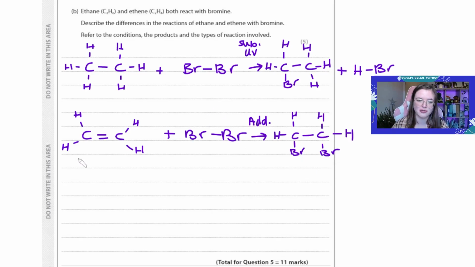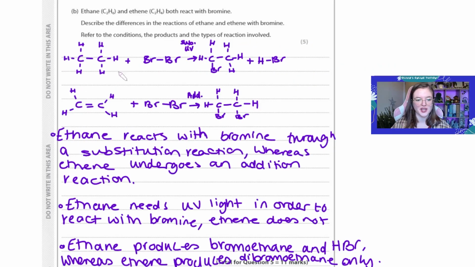There we are. So let's write all that down and I'll read it out to you in a second. And there we go. And that would get you 5 marks. I've just shrunk this so we can put it all in. So ethane reacts with bromine through a substitution reaction, whereas ethene undergoes an addition reaction. That would be 2 marks there. Then ethane needs ultraviolet light in order to react with bromine. Ethene does not, that'd be another mark. Then ethane produces bromoethane and hydrogen bromide, whereas ethene produces dibromoethane only. And that would be technically another 2 marks.